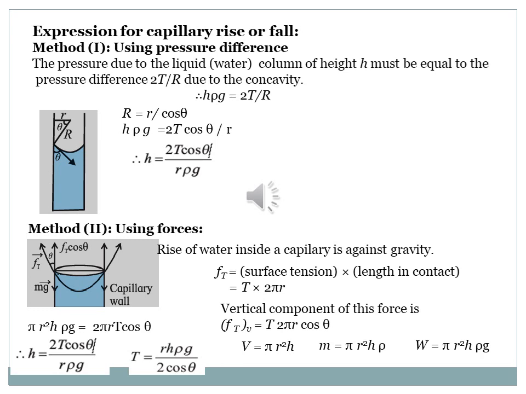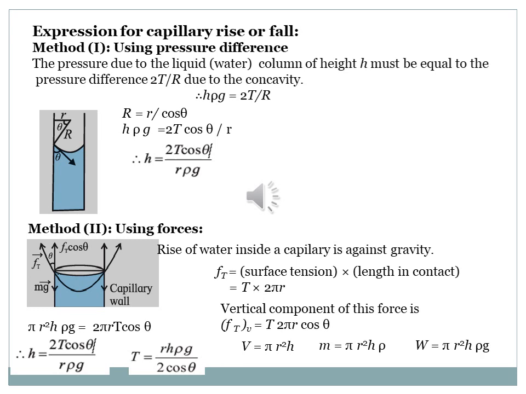So h can be calculated by using many terms, in which T, theta, r, rho and g are considered. g is constant, which is 9.8, and rho is also constant because the same liquid material is being used. r is constant because the capillary is the same. So it depends on the angle theta and the surface tension, which is T. So let us consider the second method. I hope you all get this method, which is by using pressure difference.